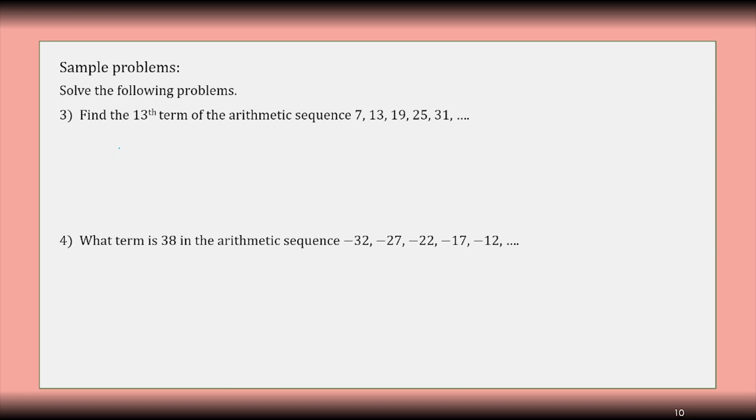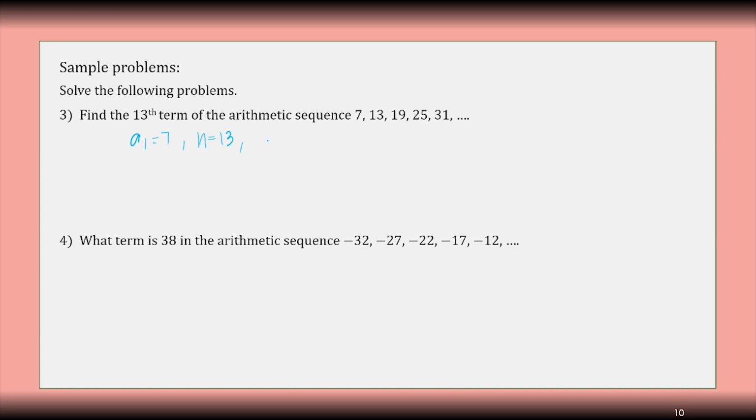Now, let's proceed to example number 3 and number 4. So, we need to solve the following problems. So, in problem number 3, find the 13th term of the arithmetic sequence 7, 13, 19, 21, 25, and 31. So, in this example, let us identify first what are the given values. So, we have a sub 1 is 7. Then, find the 13th term. So, ibig sabihin natin is 13. Pag 13th term, ang n natin is 13.